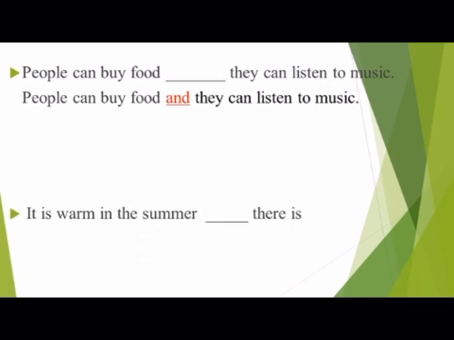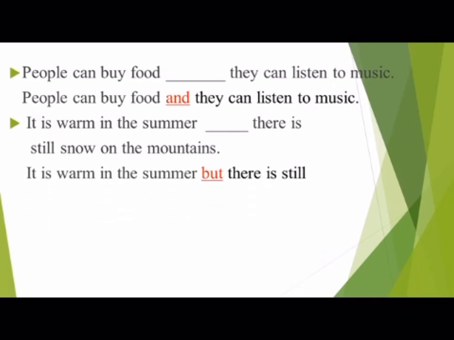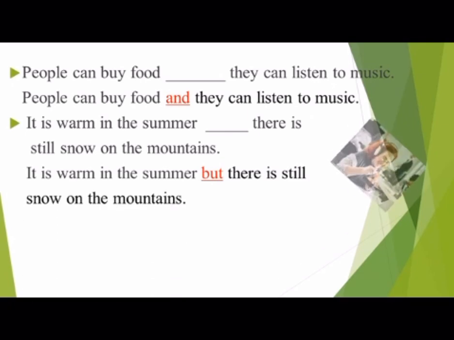The last sentence is, it is warm in summer dash there is still snow on the mountains. Students, we have learned that we use but when two ideas are different. In this sentence, there are two opposite things. So we will use but over here. It is warm in the summer, but there is still snow on the mountains.